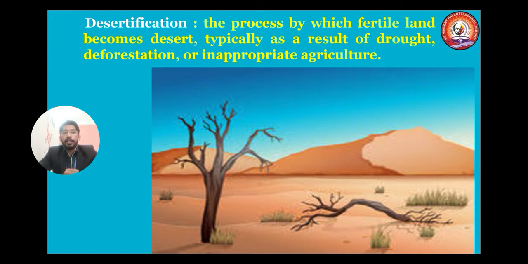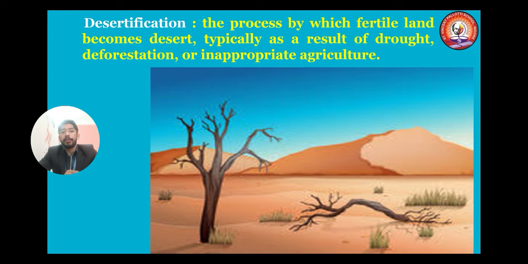What is desertification? The process by which fertile land becomes desert, typically as a result of drought, deforestation, or inappropriate agriculture. So when a fertile land or a green land turns into desert due to any reason like lack of rain, lack of water, deforestation, or inappropriate agriculture, this is known as desertification.